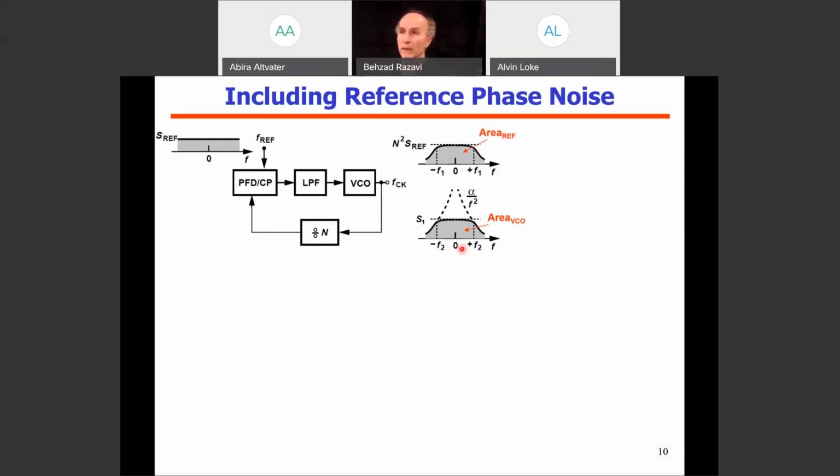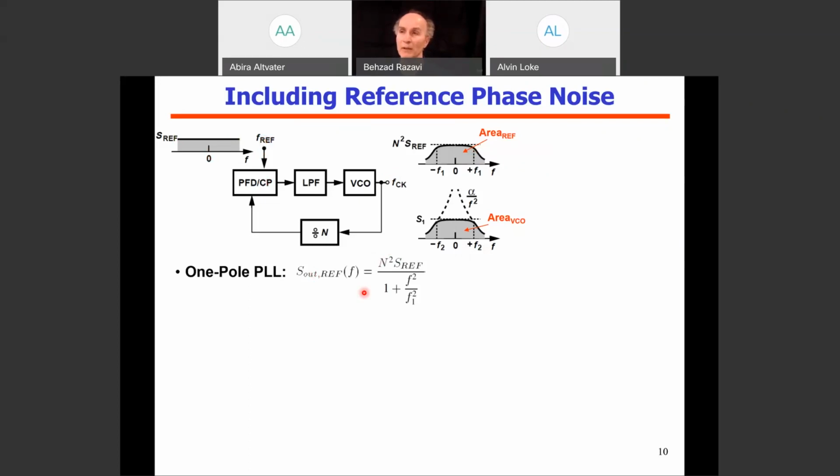So let's go ahead and do that. Area ref can be obtained if we have the shape of the spectrum, and the shape of the spectrum is the reference spectrum, which I assume to be flat, multiplied by the squared magnitude of the transfer function from here to here. So if I assume that the transfer function is of first order, then the output spectrum resulting from the reference is given by this expression.